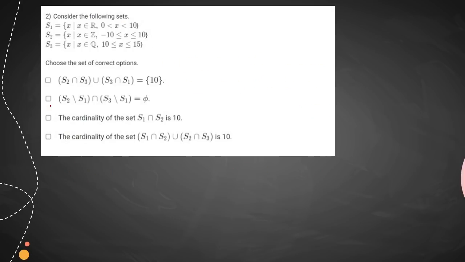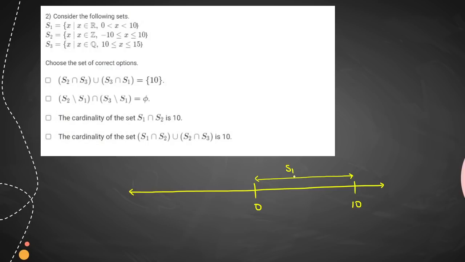Then moving to the second question, we have three sets here, s1, s2, s3. s1 is such that it belongs to all real numbers from 0 to 10. Let us draw a number line here. So s1 represents all real numbers in between 0 to 10. It is not including 0 and 10, so there is a hole here.